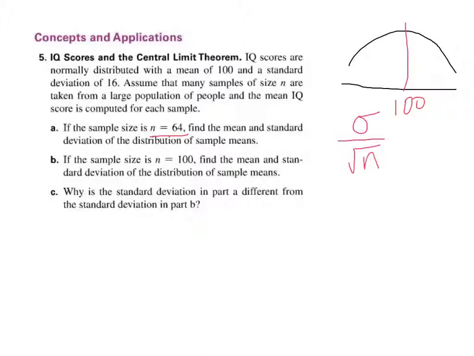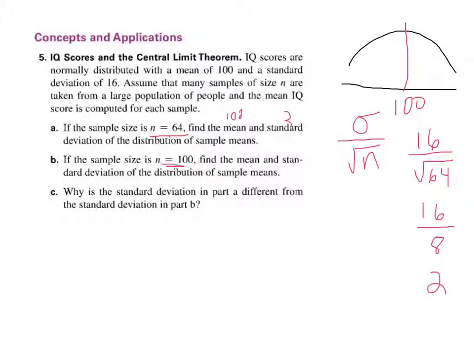So in this case, for part A, they told us the population standard deviation is 16, and we're taking samples of size 64. So we're going to do this calculation. That gives us 16 over the square root of 64, which is 8. 16 divided by 8 is 2. So this has a mean of 100 and a standard deviation of 2.